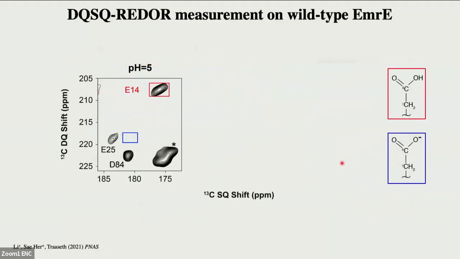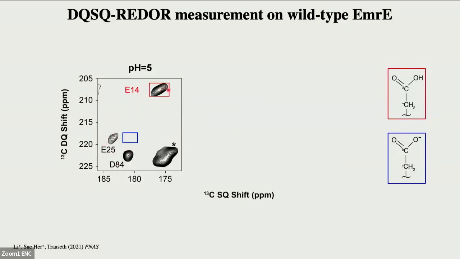All right, so now we can apply this method to look at EmrE. And again, what we did is reconstitute EmrE into lipid vesicles. We used DMPC lipid vesicles. We've also done E. coli lipid vesicles and observed similar effects. So this data set is shown at pH 5. And what you can see is we have a really nice separation of the glutamate 14 signal relative to the other two anionic residues that are not essential in the transport process.